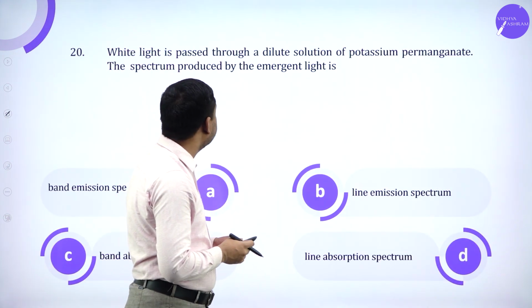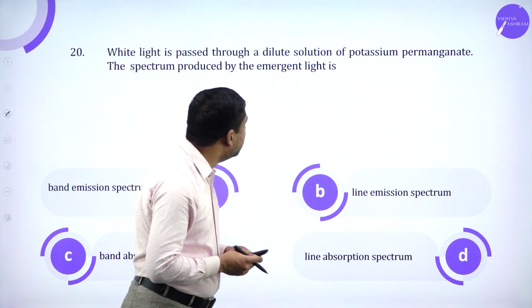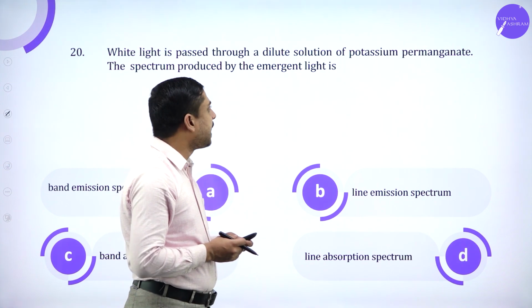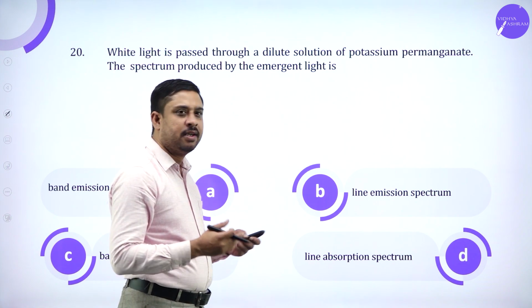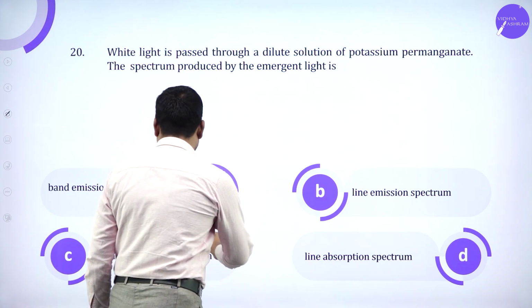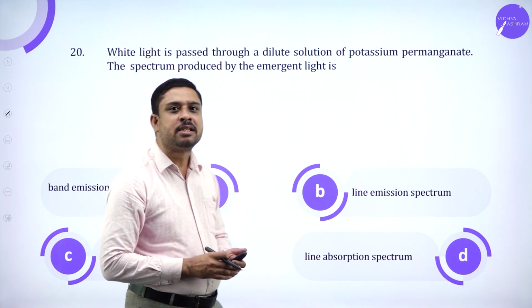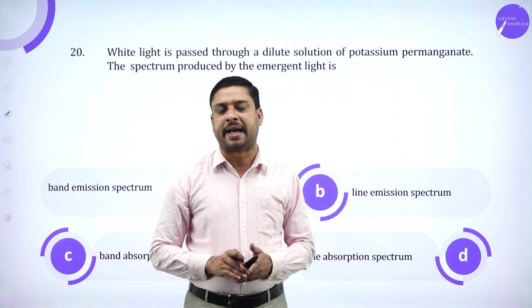White light is passed through a dilute solution of potassium permanganate. What is the spectrum produced? It is the band absorption spectrum.